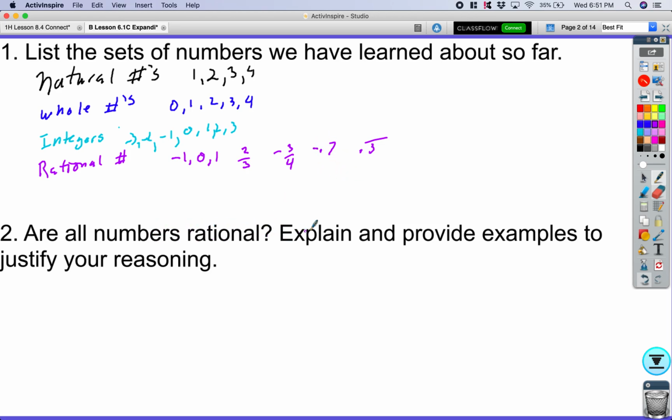So, are all numbers rational? Really quickly, a rational number is a number that ends or goes on forever while repeating. I keep forgetting to say that, but it has to repeat. So no, because we know a very famous number, and that number is pi. Pi goes on forever and never repeats. So no, they can be what's called irrational.